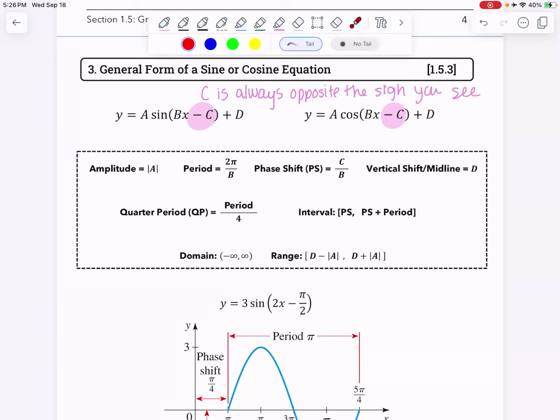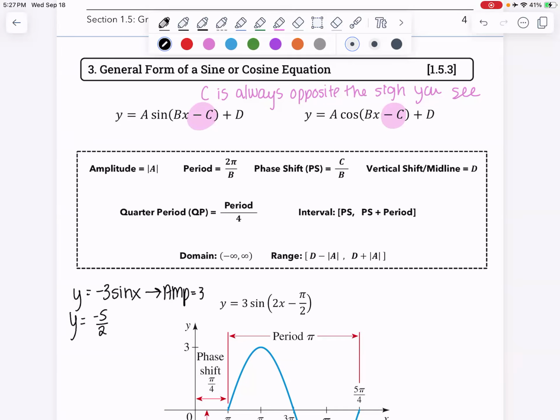I just want to go over some formulas real quick. Amplitude is the absolute value of A. Whatever number you see out here, just take the positive version of it, and that is the amplitude. So if I had something like y equals -3 sine x, the amplitude would be 3. Amplitude is always a positive number. Something like y equals -5 halves cosine x, the amplitude here is 5 halves. And that wouldn't change. If this was positive, it would still be an amplitude of 5 halves. So there is amplitude.